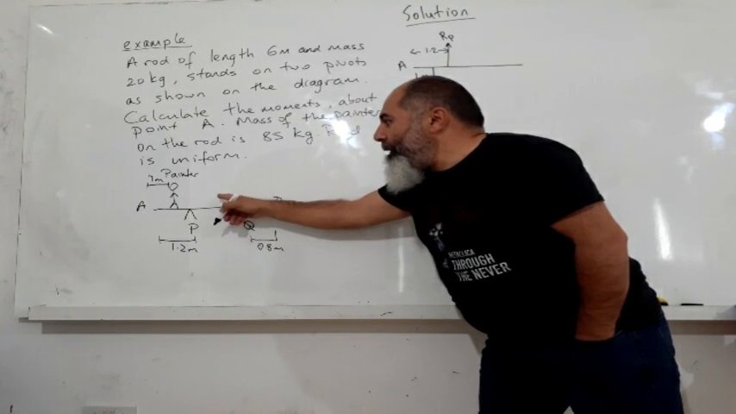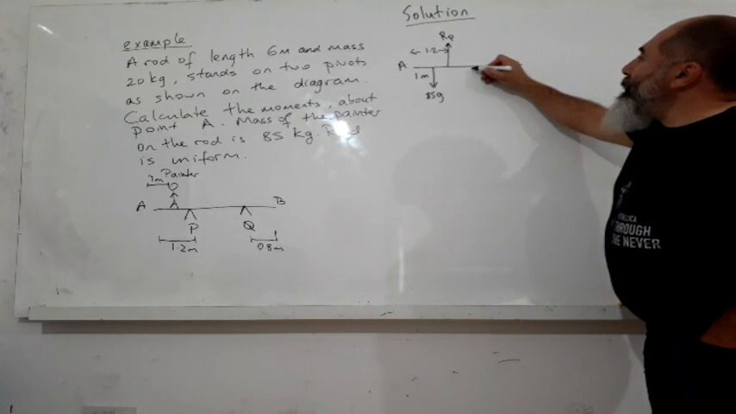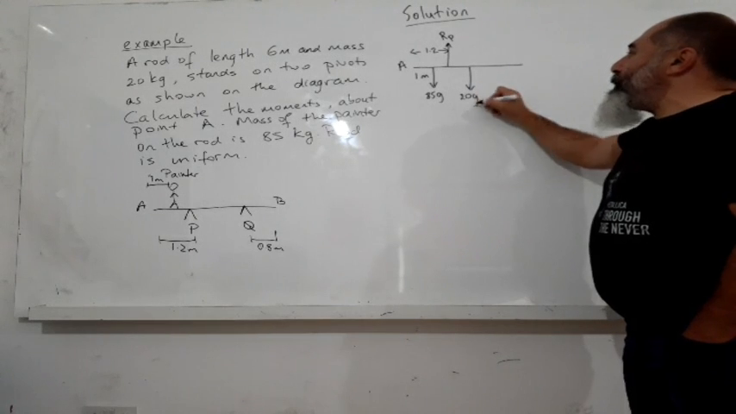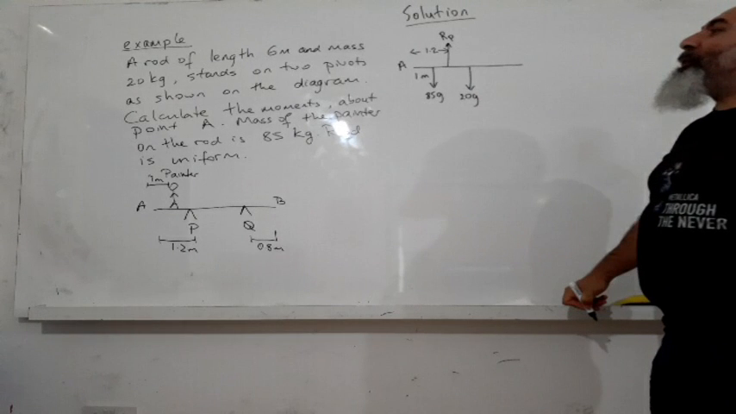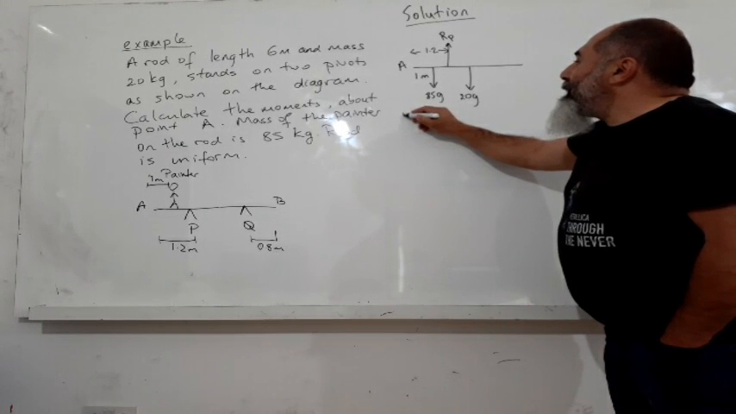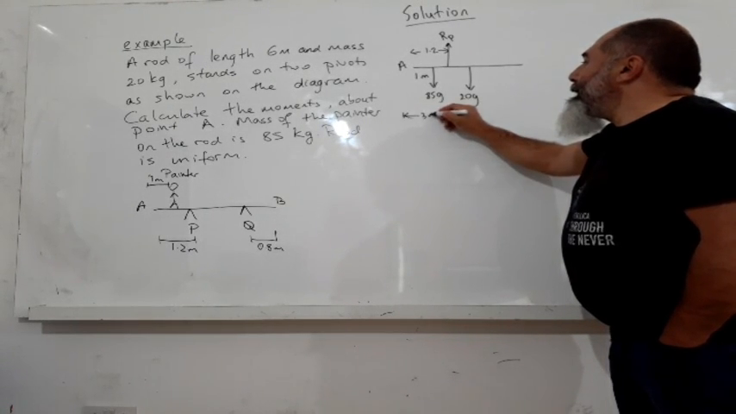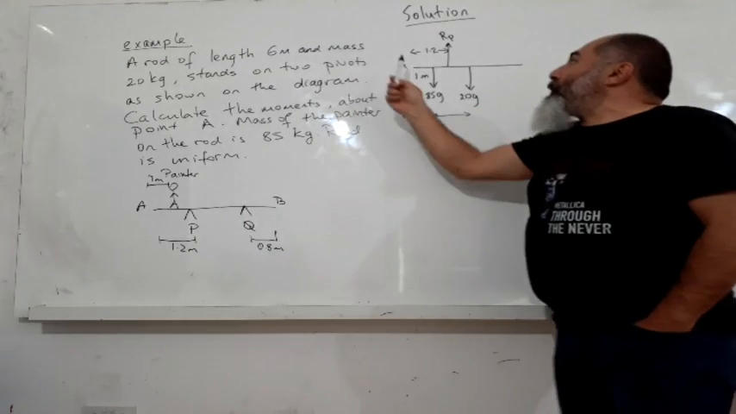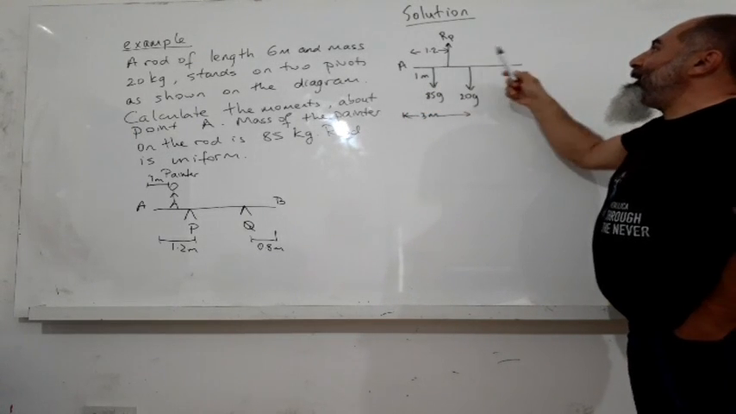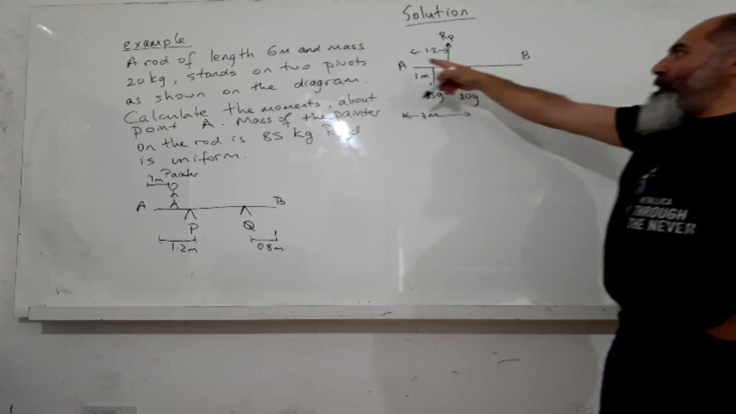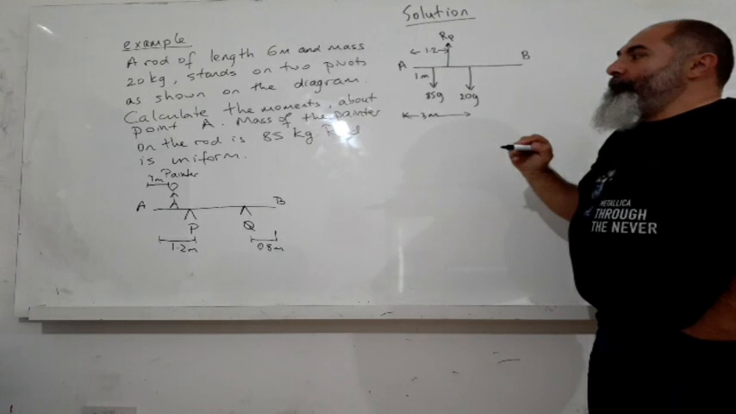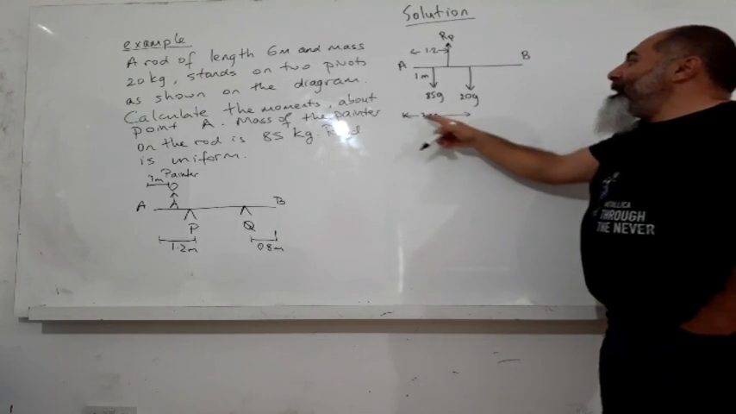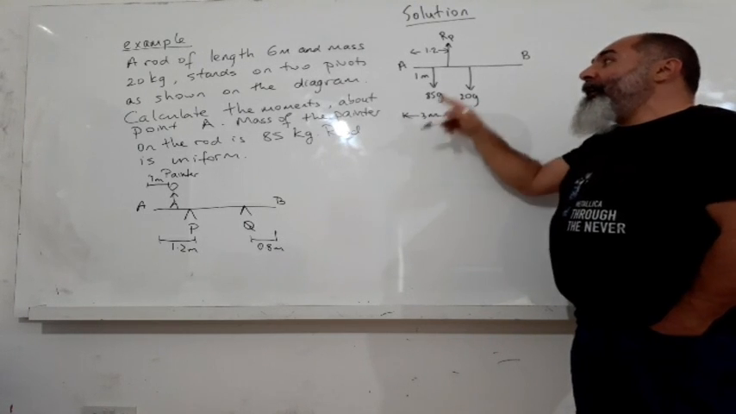So we will have, what is the mass of the rod? It is 20 kilograms. So the weight of the rod is 20 G and it is 3 meters from point A. Why 3 meters? Because the total length of the rod is 6 meters from A to B, as you see here. And because it is at the midpoint, because it is uniform, the distance from A to the midpoint is 3 meters. Remember, the length of the rod is given as 6 meters.